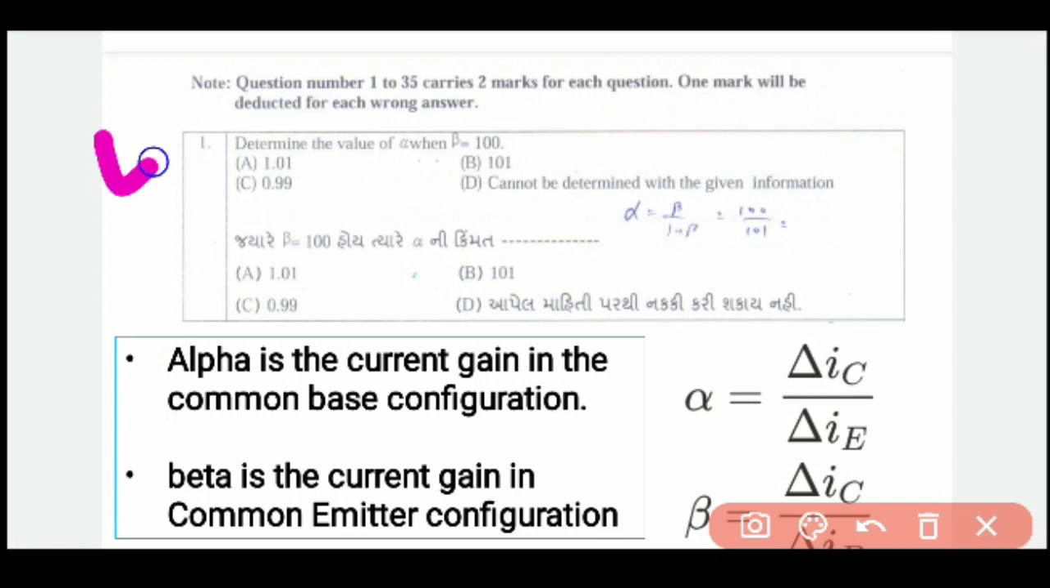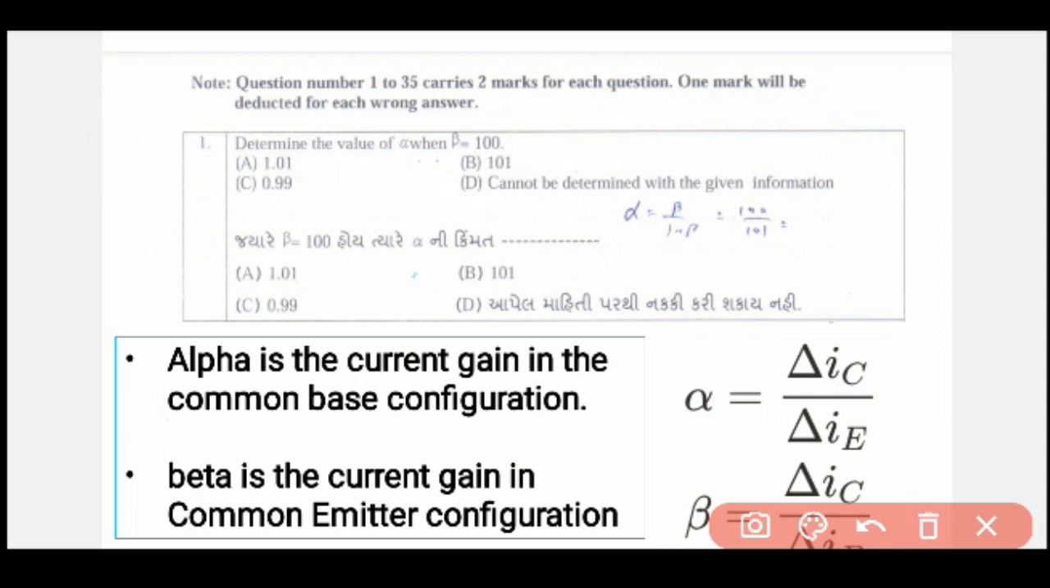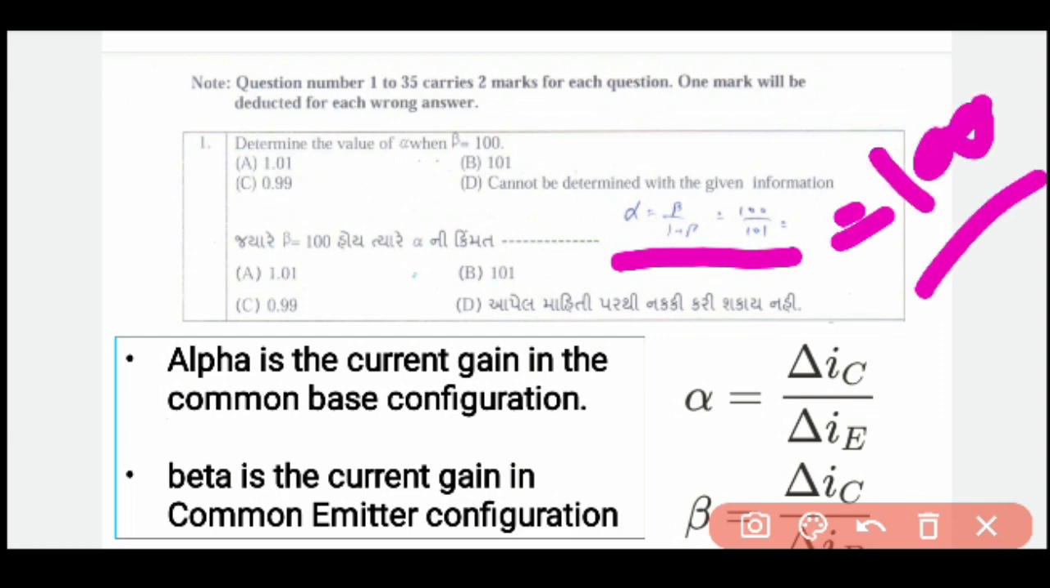Now the question number 1: Determine the value of alpha when beta is 100. Option A 1.01, option B 101, option C 0.99, and option D cannot be determined with the given information. We have the equation alpha is equal to beta upon 1 plus beta. Then put the value of beta is equal to 100, upon 1 plus beta, is equal to 101. Then we got the answer 0.99.